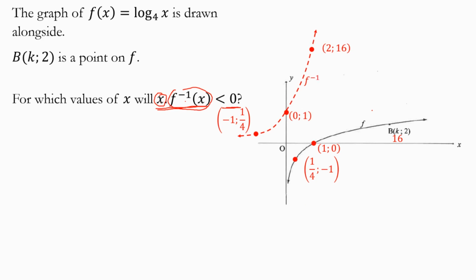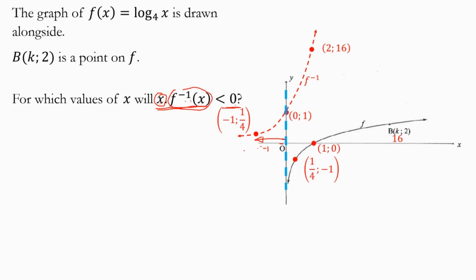You see that? So now we're saying that if we're multiplying these two, if we have to get a negative value, because less than 0 means negative, it's either x is negative while the inverse function is positive, or x is positive while the inverse function is negative. But if you check, the inverse function is always positive. For all the values of x, the inverse function is above the x-axis. It's always positive. So where is x negative? From here, going to the left. That's where x is negative. So these are the negative values for x.